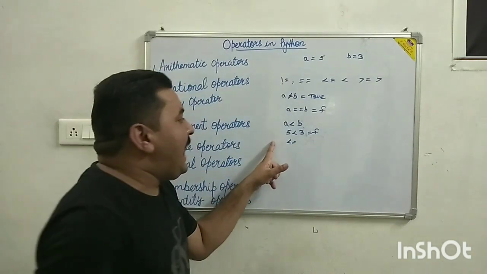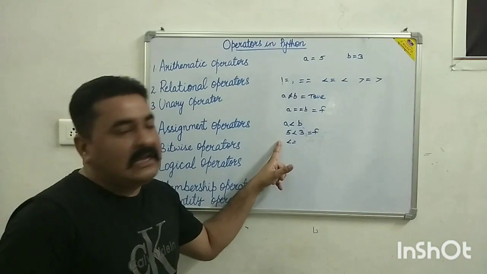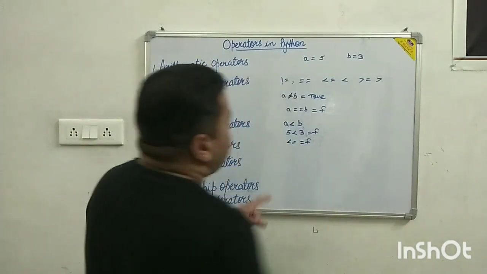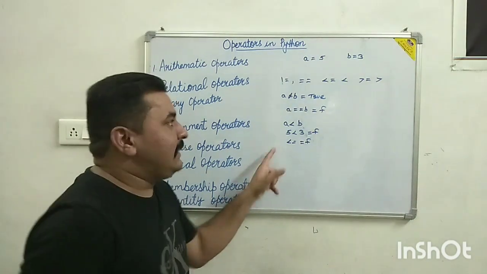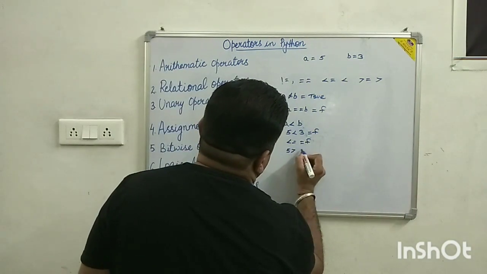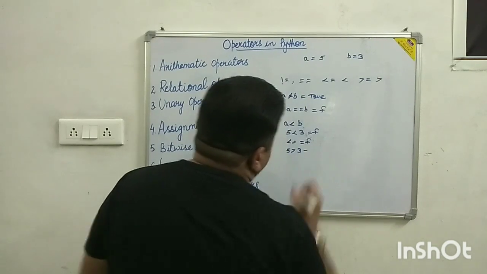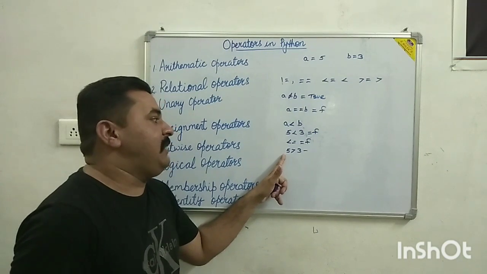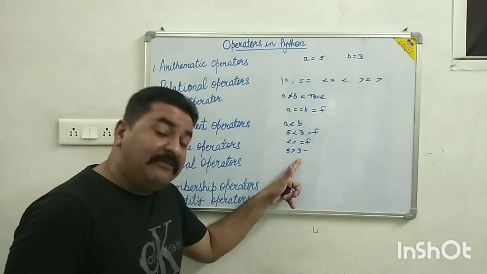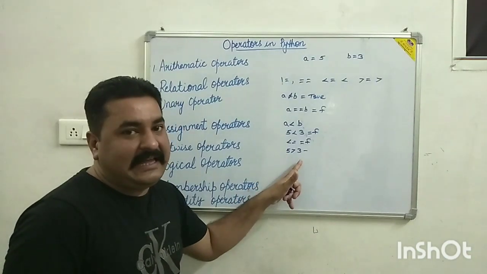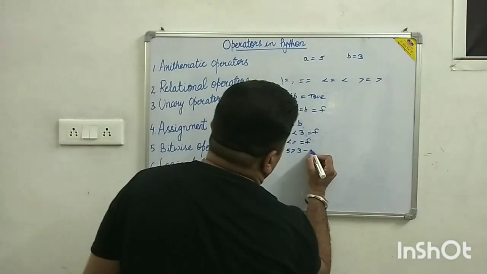If we say that 5 is less than or equal to 3, it is also false. Then comes greater than. If we say that the value of A is greater than the value of B, then it is true, because variable A has a value of 5 and variable B has a value of 3. So we can say that 5 is greater than 3.